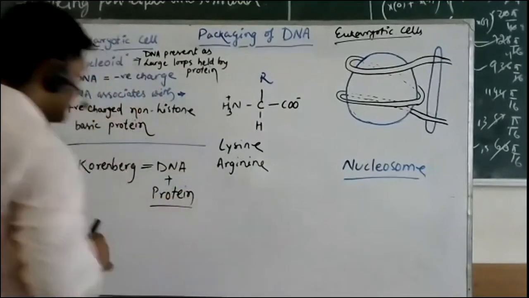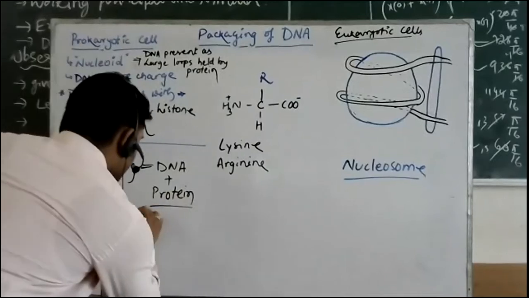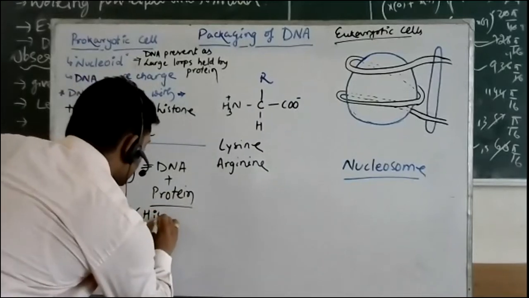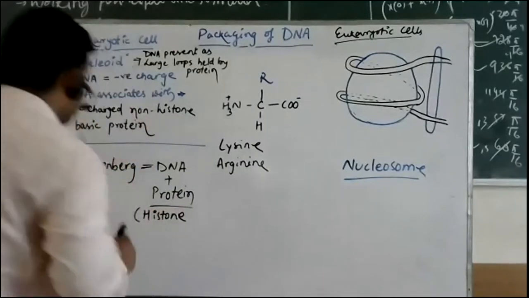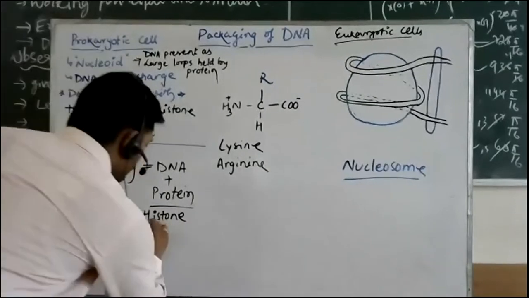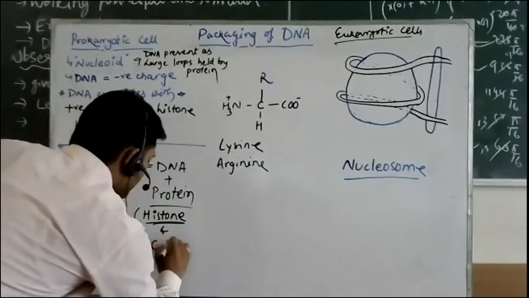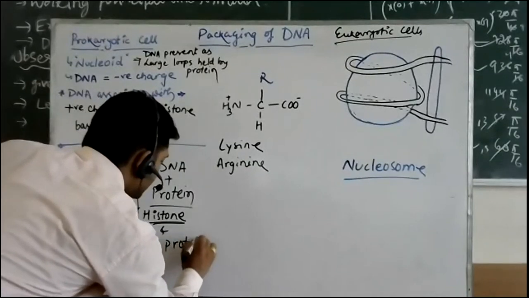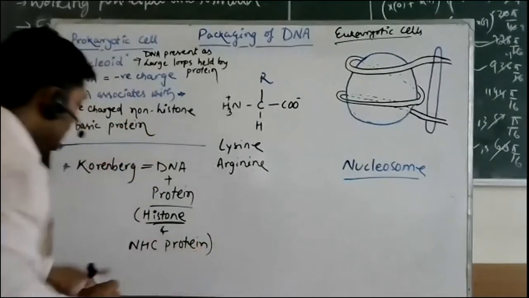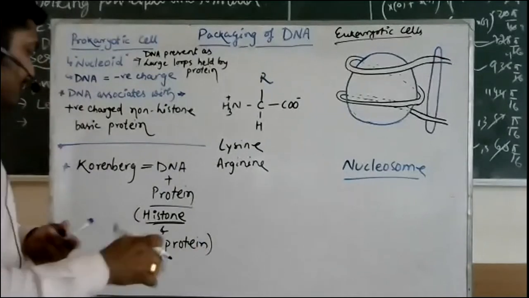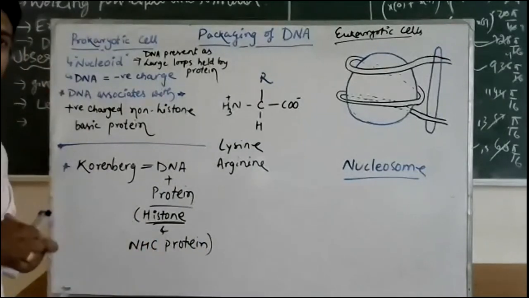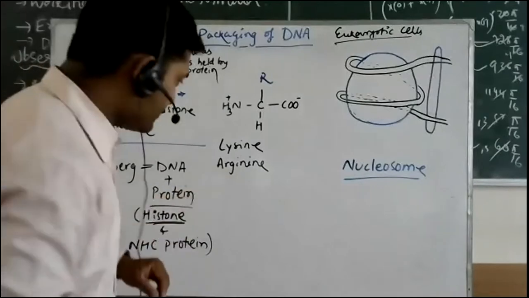And the protein here, in the case of the eukaryotic cell, is typically histone along with NHC protein. So what is NHC? NHC stands for non-histone chromosomal proteins. Yes, very good. Where are they important? We will come back to that.